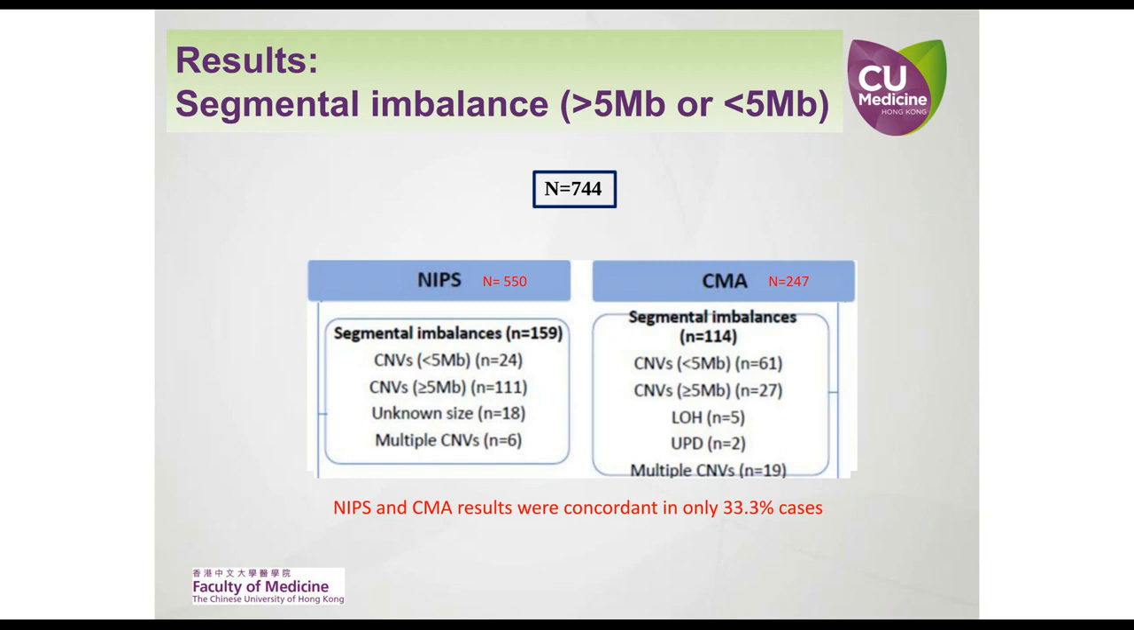Second, if we look at the size of the pathogenic copy number variant detected by NIPS and CMA, you can see that NIPS and CMA results were concordant in only 33% of the cases. Here we don't need to mention LOH and UPD, because this is something unique that CMA can detect and NIPS cannot. But even for the largest ones, larger than 5 megabase or smaller than 5 megabase, there's still a high discordance.